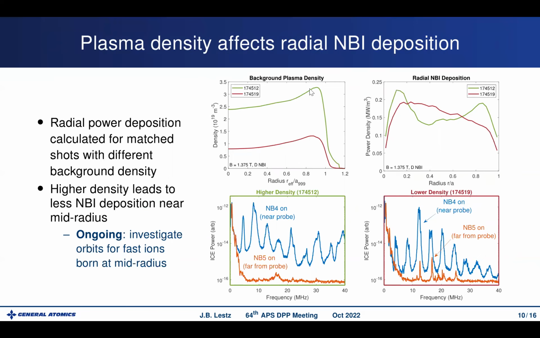So here are two similar shots, except with different densities. And then this is the numerically calculated beam deposition profile, so this is like the beam density. You see that for the higher density shot, there's a lower density at mid-radius because of the extra ionization at the edge. Part of our ongoing investigation is whether the orbits of the fast ions born at mid-radius are responsible for the ICE that can actually make it around the device.